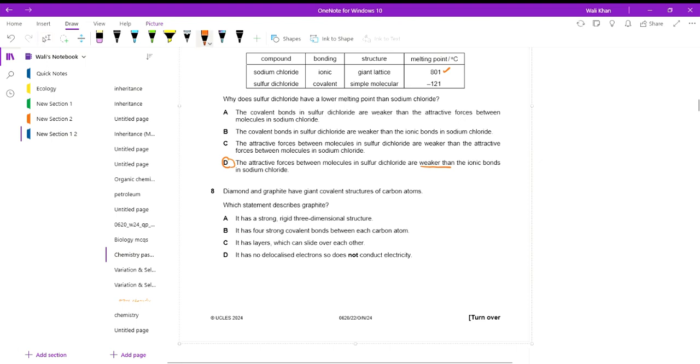Question number 8. Diamond and graphite have giant covalent structures of carbon atoms. Which statement describes graphite? It has a strong rigid three-dimensional structure. It has 4 strong covalent bonds between each carbon atom. It has layers which can slide over each other. Yes, the best suitable answer is option C. If you remember the structure of graphite, it is like that, it has layers.